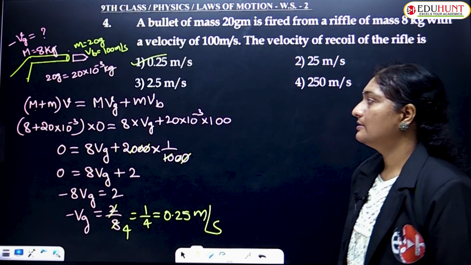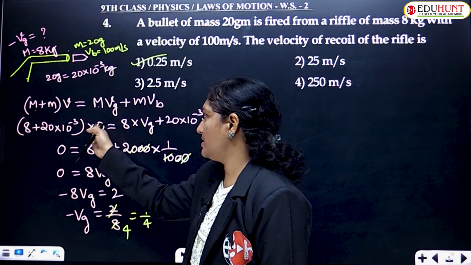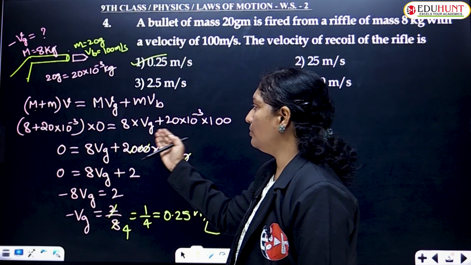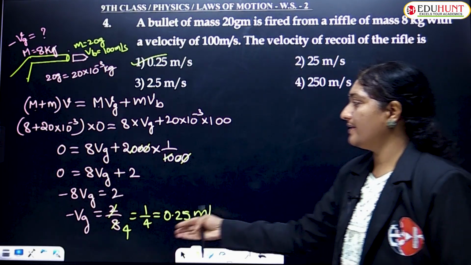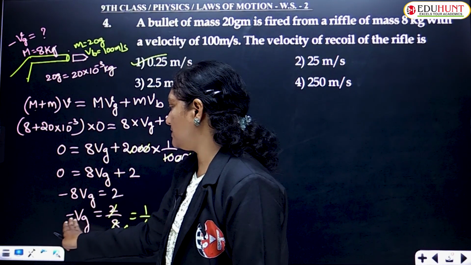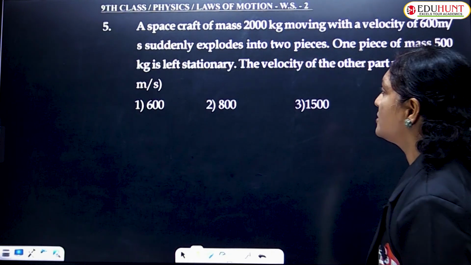Is that clear? Before firing, both together are at rest. After firing, they both move in opposite directions with different speeds. So you're asked to find the recoil: if the gun speed is VG, the recoil speed is minus VG. That's it. Well, the next question, the 5th one.